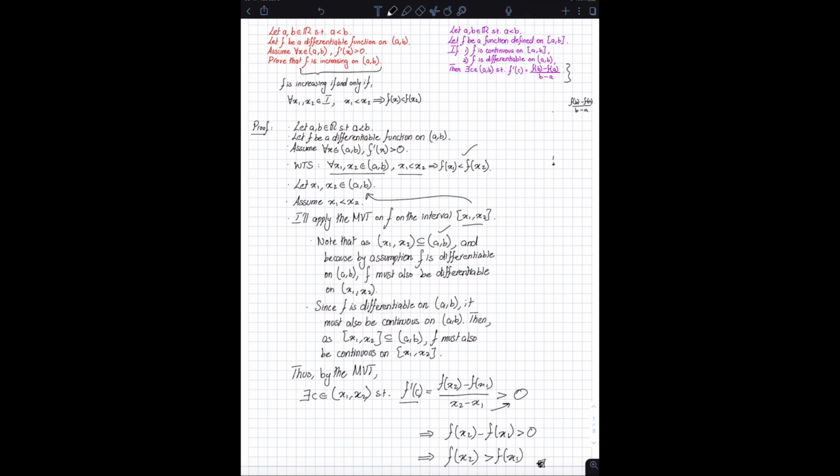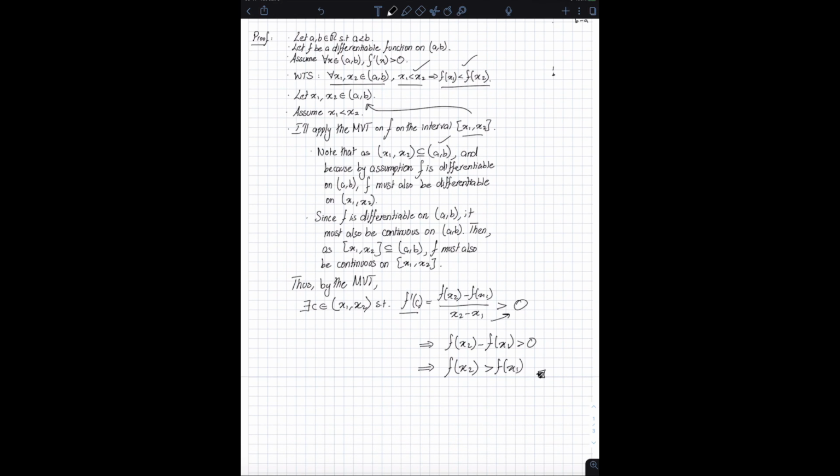Remember, our goal was to assume that x1 is less than x2, which we did, and thus show that f of x1 must be less than f of x2, which we have shown. F of x1 is less than f of x2. And this is the proof that basically proves that a positive derivative implies that the function is increasing.